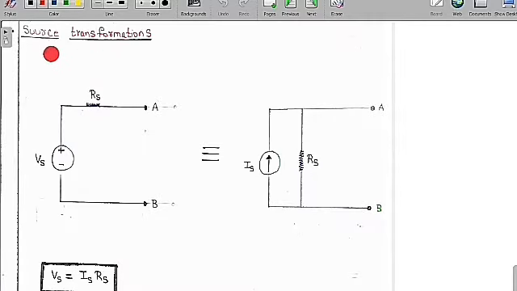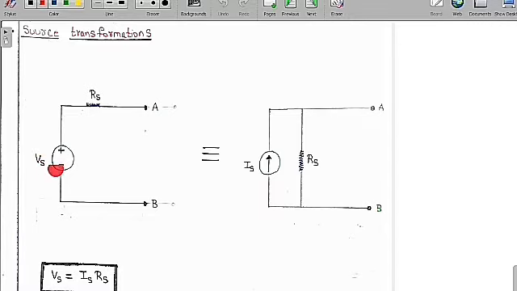Now we are going to discuss source transformations. Source transformation means we are going to convert a practical voltage source into a practical current source. Then what is the equivalence between them? You can replace this practical voltage source by a practical current source, meaning the load connected across terminals A and B absorbs the same amount of power, no matter whether you use this or that. That is the meaning of the equivalence: the load connected across the terminals should always consume the same power when we replace either one in order to simplify the circuit.